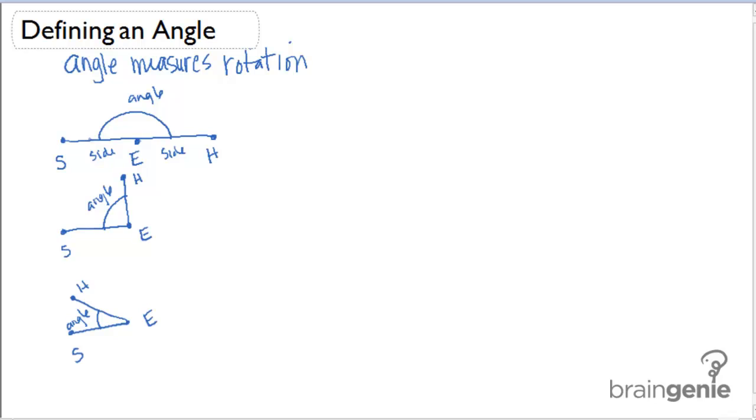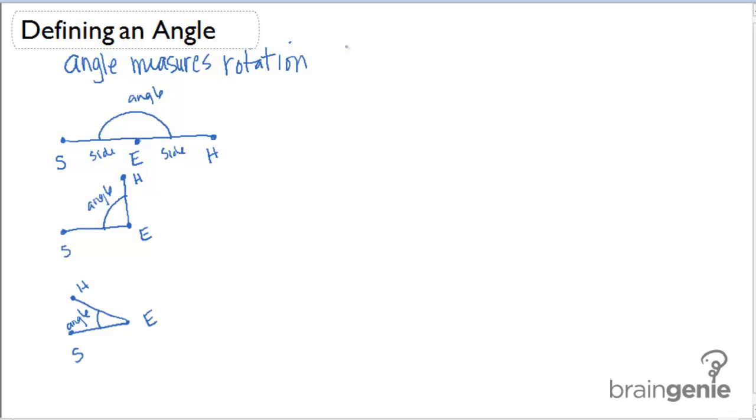The largest angle occurred when we had our arm lying flat. The smallest angle was when you had your hand very close to your head. But all of these were angles. An angle describes rotation. It's how far you rotate from this side, SE, up to this side, HE.